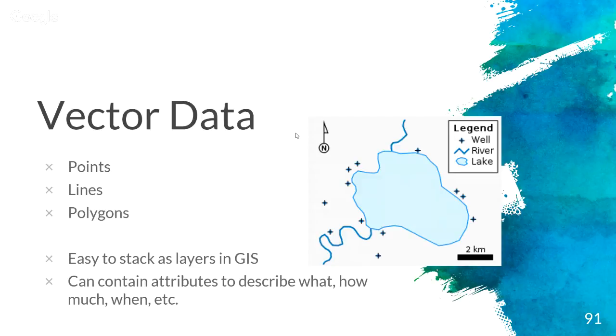Dealing with vector data, it's extremely easy to stack layers in GIS. You can throw layers together, and then you can create meaningful maps or do analysis. With vector data, you can also look at attributes to see what it describes, like does it have a name, or maybe a how much, what type, when it was installed, or when it was added to the GIS. So vector data is extremely useful. We can do lots of geoprocessing analyses. We can create maps with all the stacking. We can look at the different attributes.